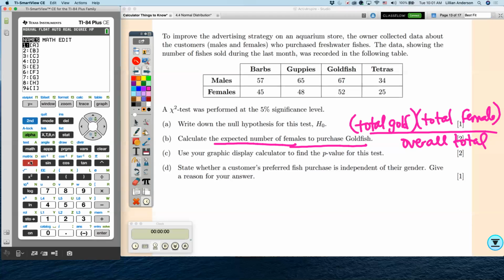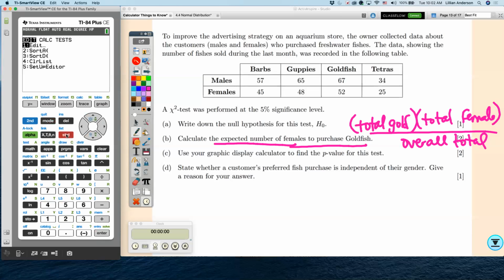Second, x to the -1 is where you access your matrices. Go over to edit and edit matrix A based off of how many rows and how many columns you have. Type in your data. Quit out of that. Do not try to run your test inside of the matrix. Quit out of it.